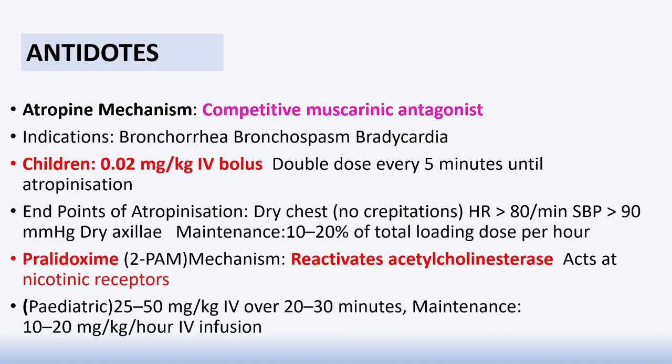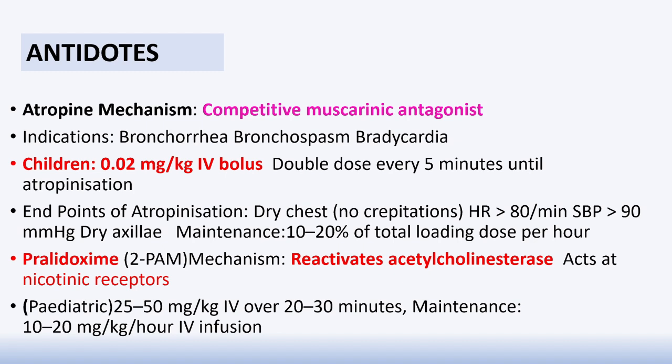Atropine is given to cover the indications of bronchorrhea, bronchospasm and bradycardia. Atropine might counter the muscarinic effect, as well as pralidoxime, PAM. We can reactivate the acetylcholinesterase level.